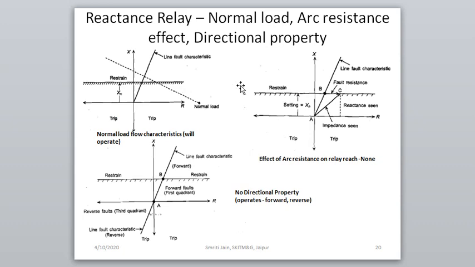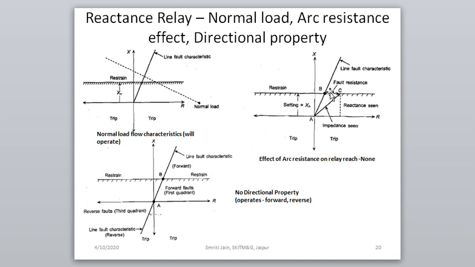Reactance relay normal load flow characteristic coincides with this curve, its operating characteristic, and hence it will operate. The operating characteristic of reactance relay will consist of a line parallel to the R axis where Xn is the set impedance. So if the normal load flow characteristic coincides with this region, the relay will operate, and it is coinciding, so the relay operates.